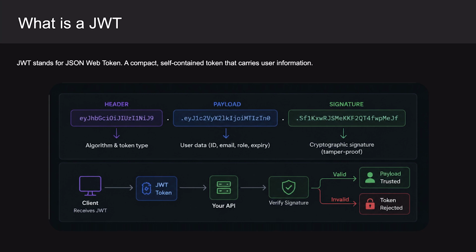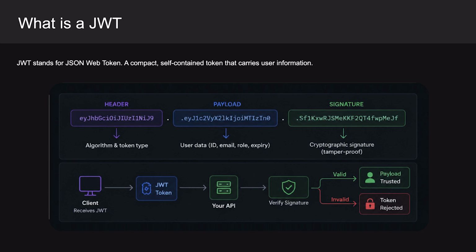JWT stands for JSON Web Token. A JWT is a string with three parts separated by dots. Look at the diagram. The first part, the header, tells you the algorithm used to sign the token. The second part, the payload, is the useful bit. It carries user data: ID, email, role, and expiry. The third part, the signature, is a cryptographic hash generated with a secret key. Here's why this matters. Anyone can read the payload, but nobody can modify it without invalidating the signature.